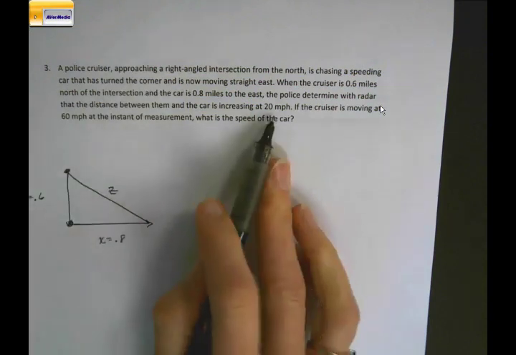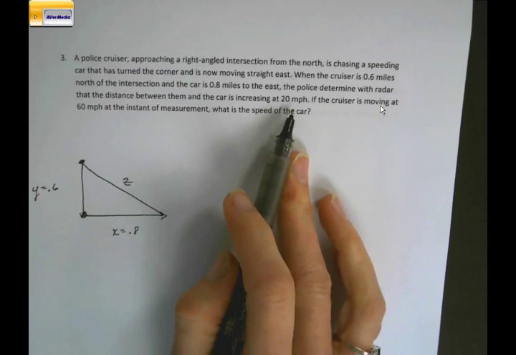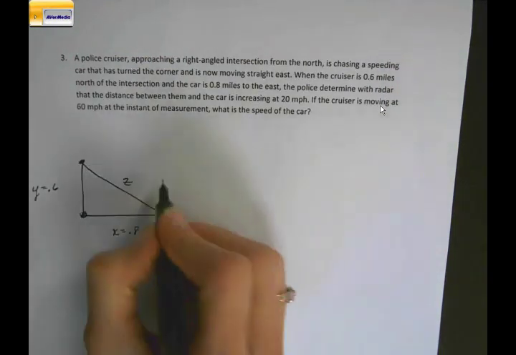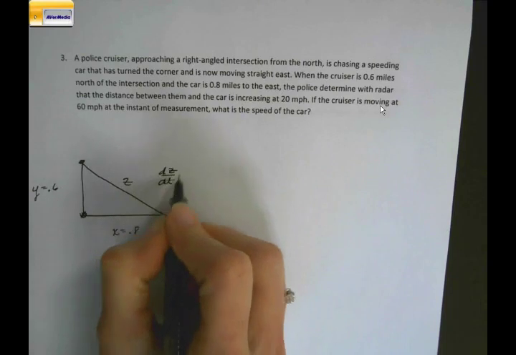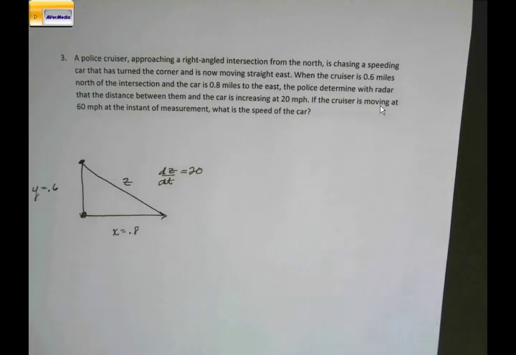Okay, so what would be 20 miles per hour? How would you label 20 miles per hour? Well, that would be the change in the hypotenuse. There you go. The change in the distance between the police car and the car he's chasing is this distance. So the change in that distance, dz/dt, is 20 miles per hour. The distance between them and the car is increasing at 20 miles per hour.